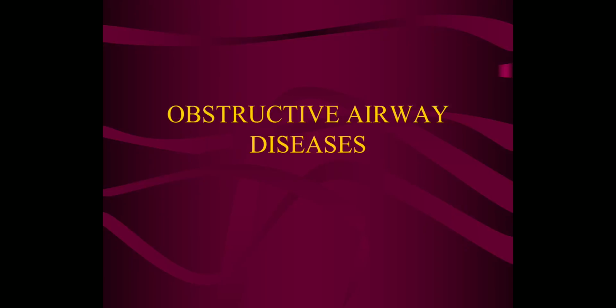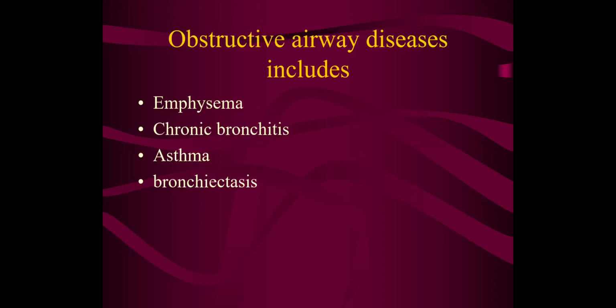So today's class is on obstructive airway diseases. We have already seen a short introduction on obstructive and restrictive airway diseases in the last class. So which are those obstructive airway diseases? It includes four diseases basically. They are emphysema, chronic bronchitis, asthma and bronchiectasis. Okay, so we'll see two of them in today's class.